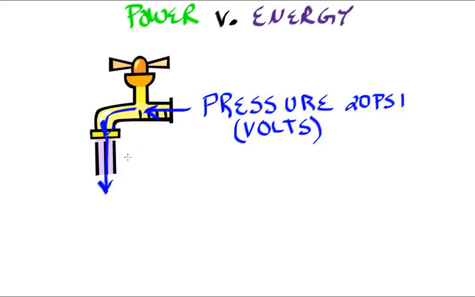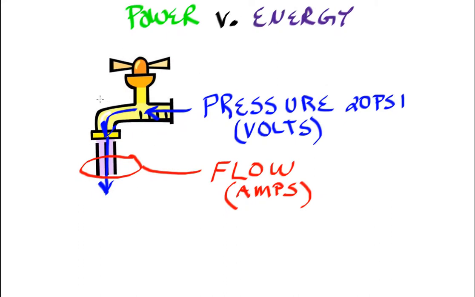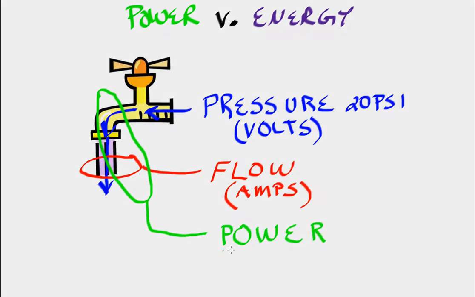Next, we have the actual water flow, and again, we can use this analogy for the electrical term amps. Using our water example, when we refer to flow, you can think of amperage the same way as the flow of electrons past a point. So let's put the term amps under our water example, flow. Now in the water example, we need both water pressure and water flow to have water power. And so I'll label that here as power.